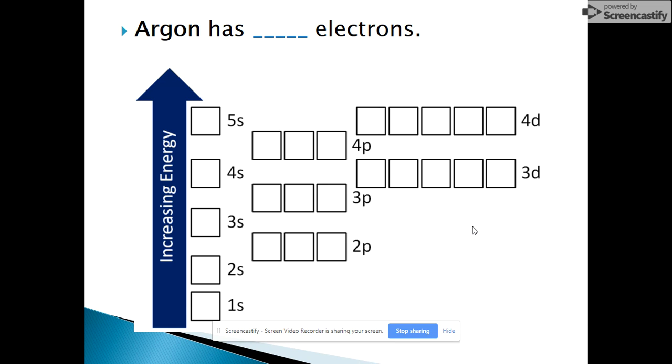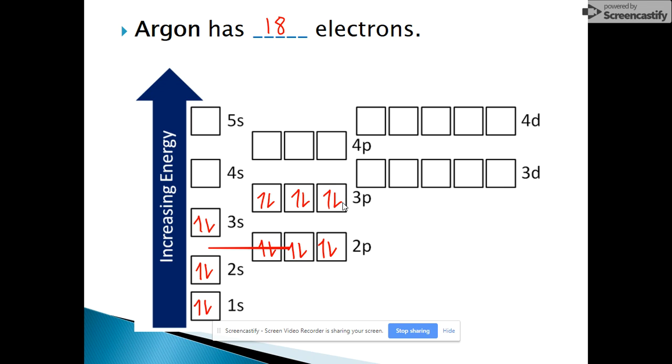And our next one, if we look at the periodic table, argon has 18 electrons, has an atomic number of 18. Start at the bottom. 1, 2, 3, 4, 5, 6, 7. Whoops, sorry about that. 8, 9, 10, 11, 12, 13, 14, 15, 16, 17, 18.